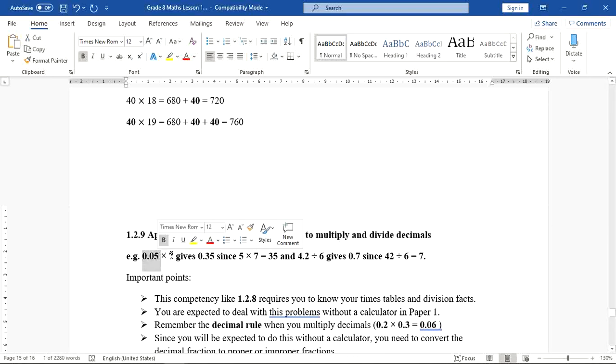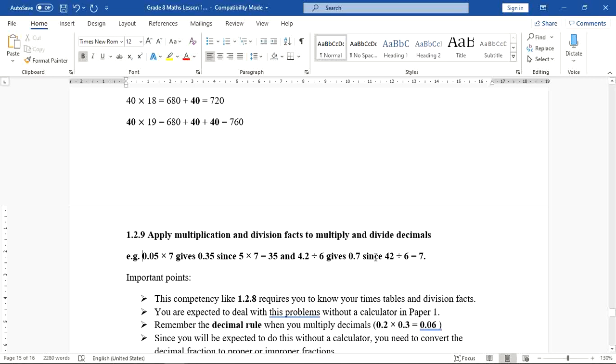0.05 times 7 gives us 0.35. How do I know that? This is what you know. You know that 5 times 7 is 35. Now this number in front is like divided by 100. 5 divided by 100 will give you 0.05. So you just multiply 5 by 7, which will give you 35, and then you divide 35 by 100.